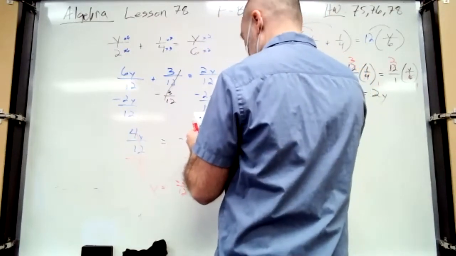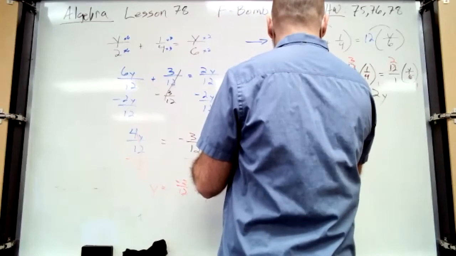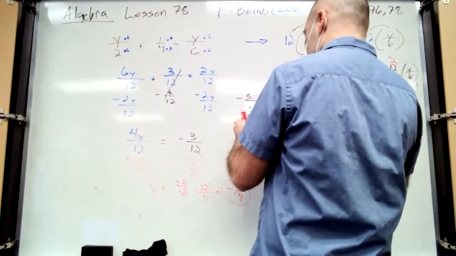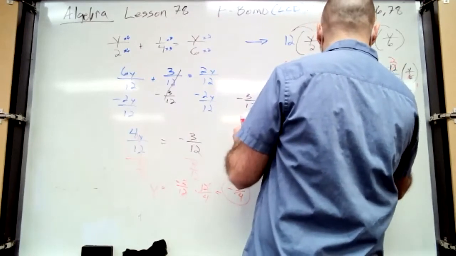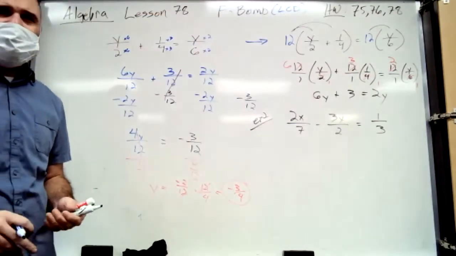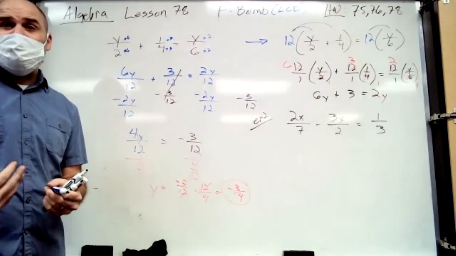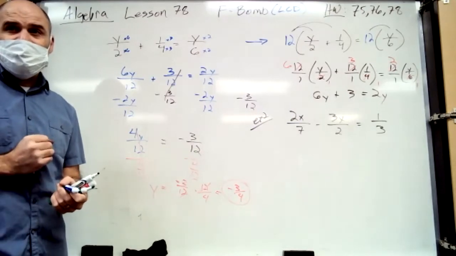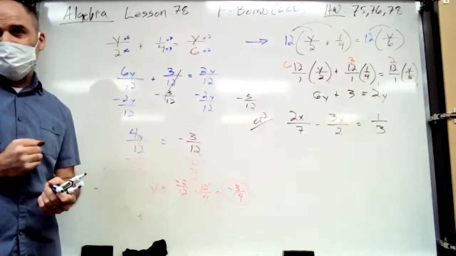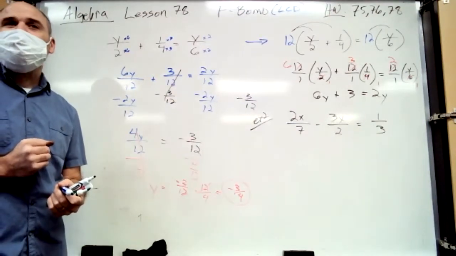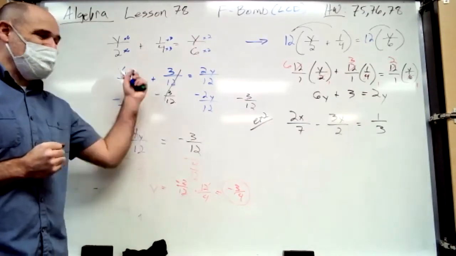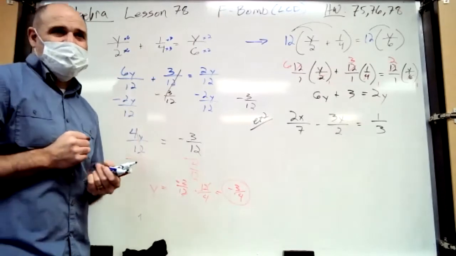Okay, here's example 2: 2x over 7 minus 3x over 2 equals 1/3. We're going to try to do this one in our head to get to the next step. What's the F-bomb of this equation? It's a little bigger number, but I'd rather have big numbers than fractions any day.